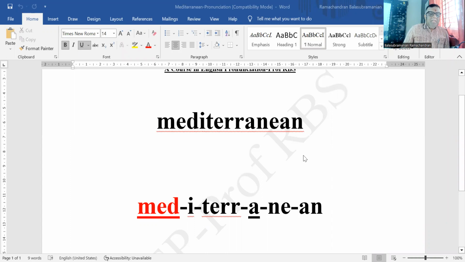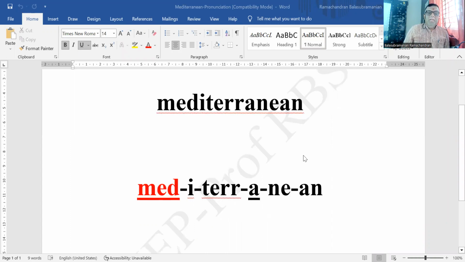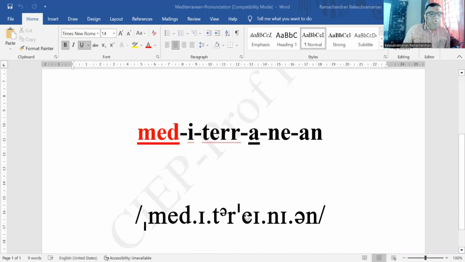And you look at the number of letters. The number of letters in a syllable does not indicate which syllable carries the stress. Look at this. There is only one a here. Look at the 4th syllable. Spelling, it carries only one A. Look at the transcription. There is only one sound, A. So here there is only one letter. Here there is only one sound.